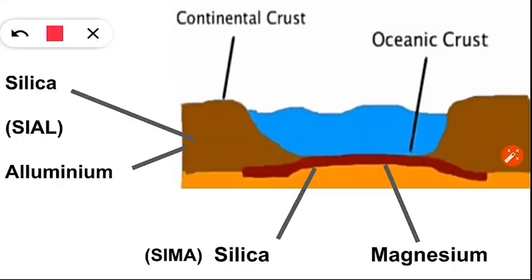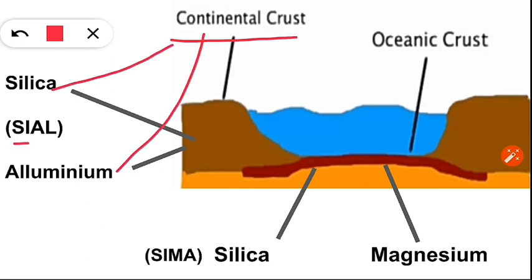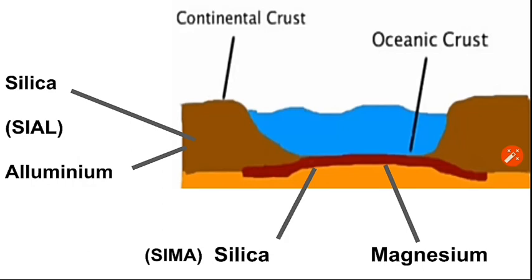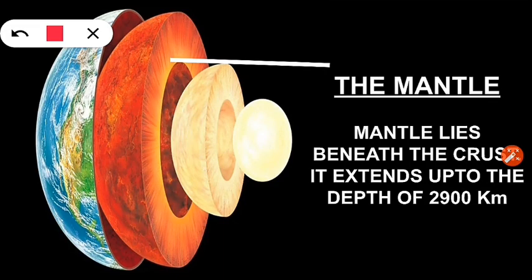The continental crust is made up of silica and aluminum. Si stands for silica, Al stands for aluminum. Thus, it is also called Sial. Whereas, the oceanic crust comprises of silica, Si, and magnesium, Ma. Thus, oceanic crust is also called Sima. That was all about the crust.